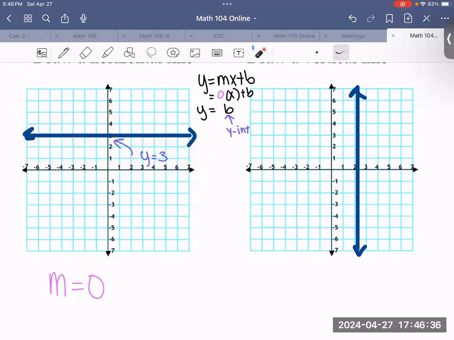So if this slope is equal to 0, so horizontal lines have a 0 slope, that means this one is undefined.